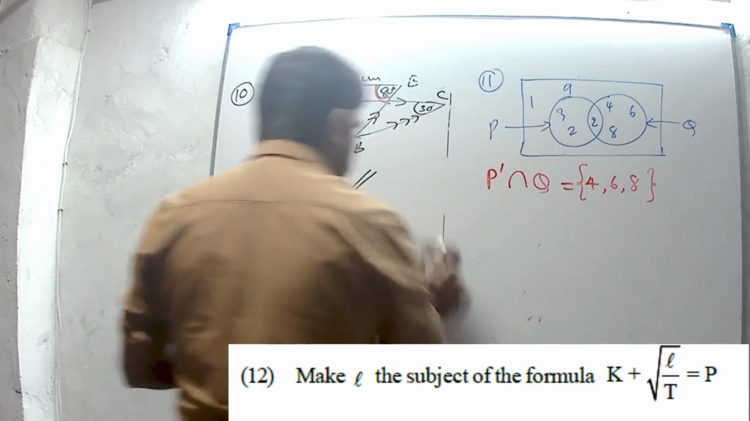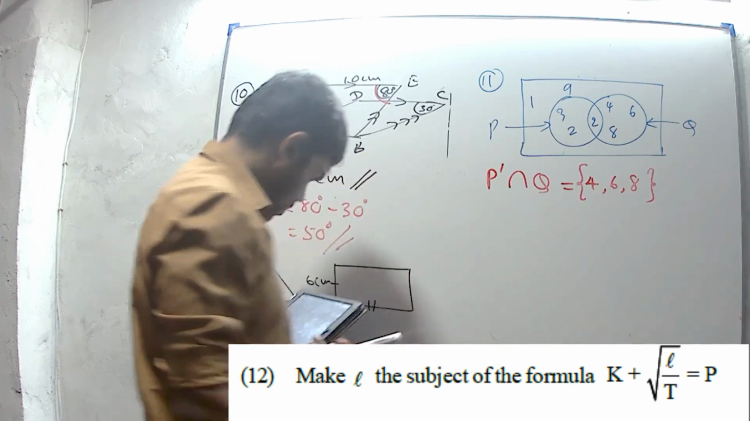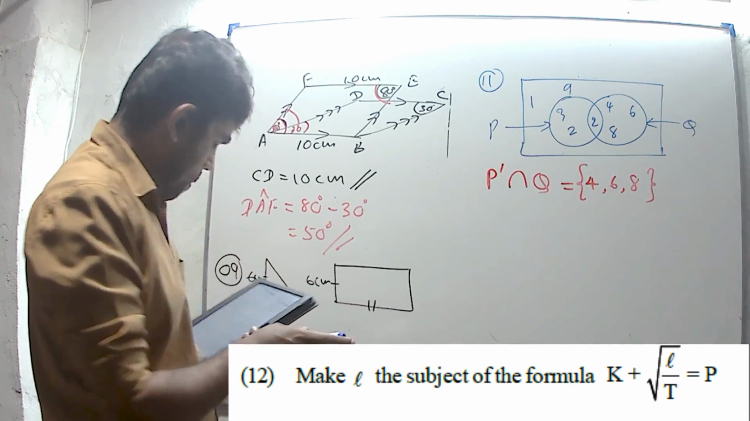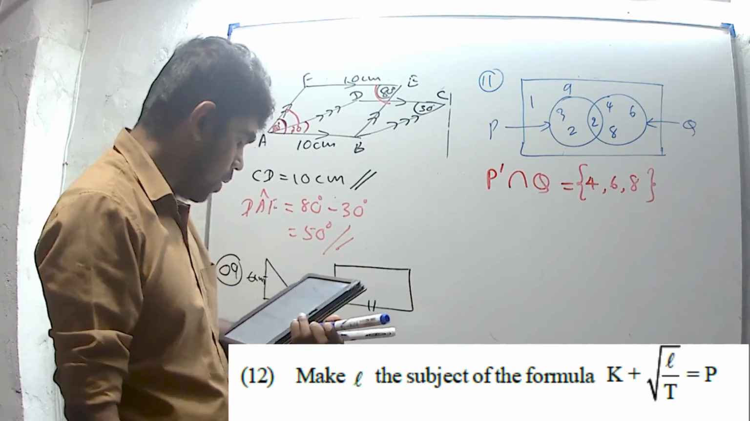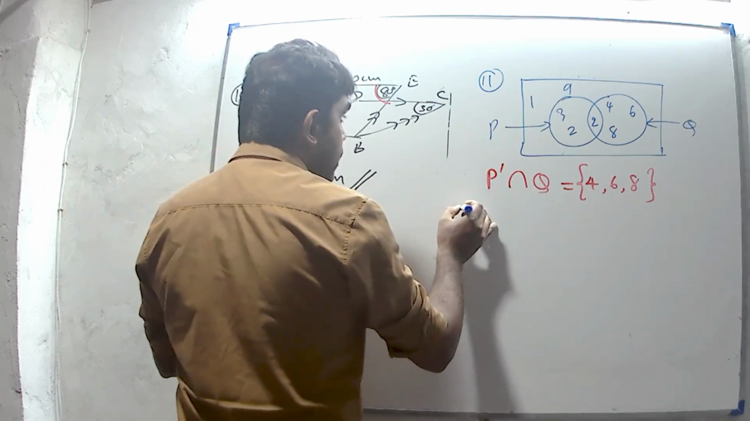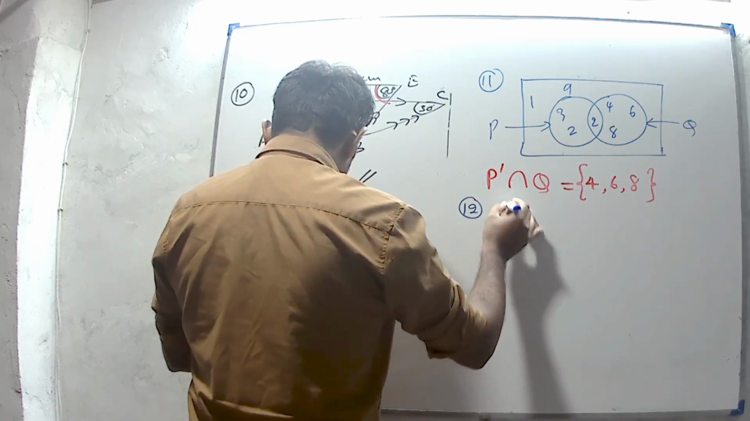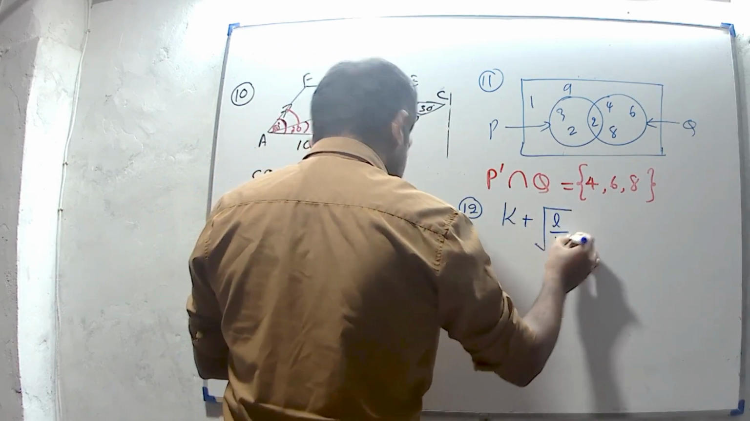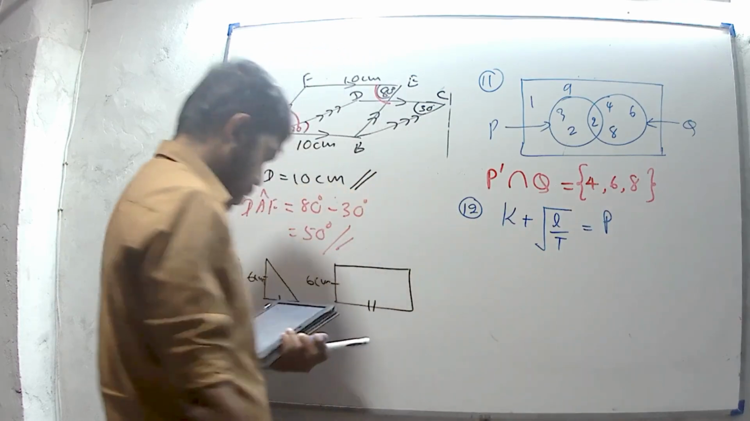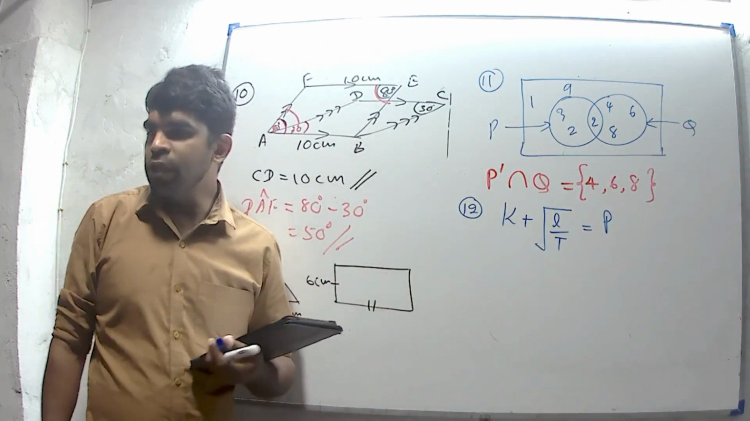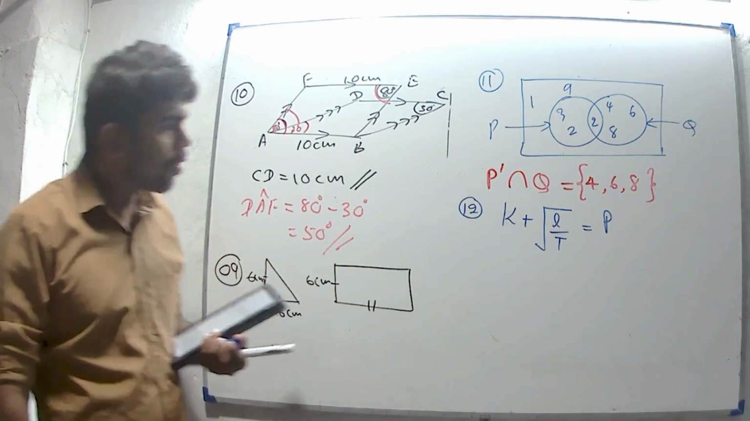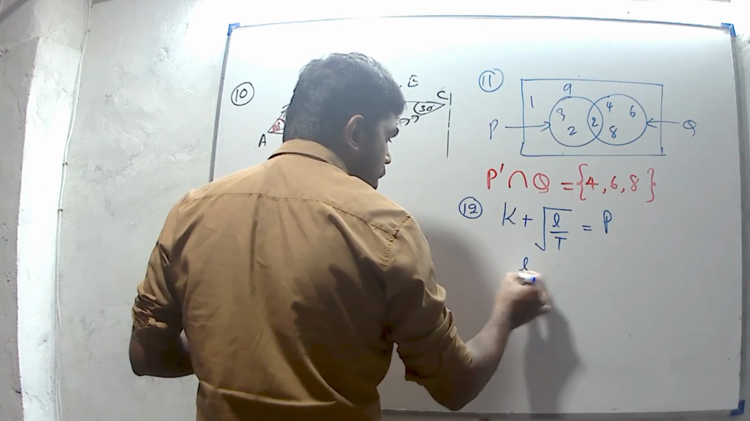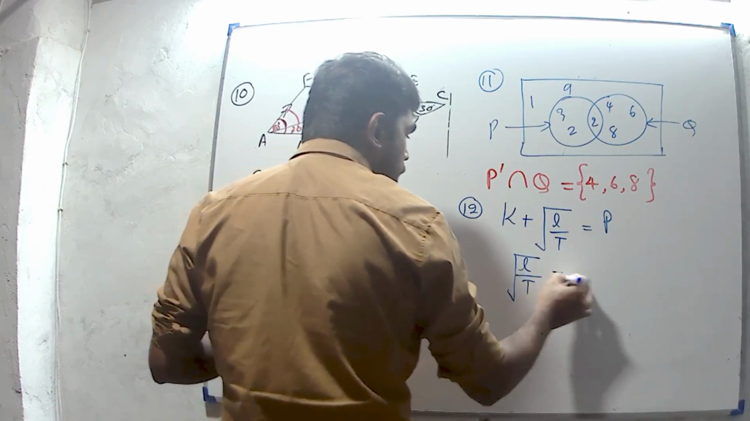In question number 12, there is a formula. We have to make L the subject of the formula. I will write the given formula: K plus root L over T equals P. When the subject is L, it is within a square root. I will bring the K term to the right hand side. Root L over T equals P minus K.